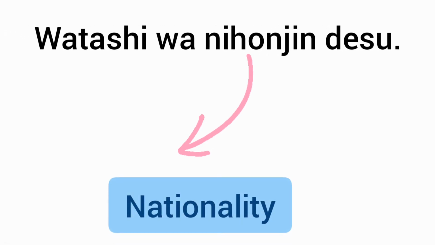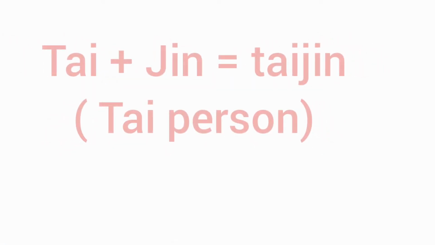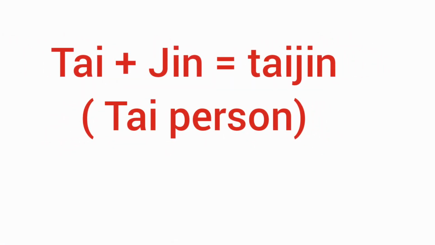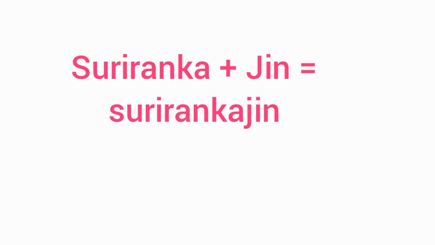You can say your nationality like this. Put your country name first plus jin. For example, Thai plus jin, Thaijin. Thaijin means Thai person. Chugoku plus jin, Chugokujin, which means Chinese person. Sri Lanka jin, which means Sri Lankan person. I hope you're clear.